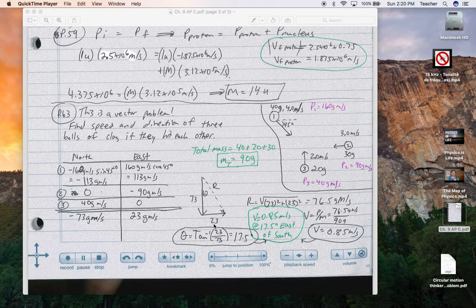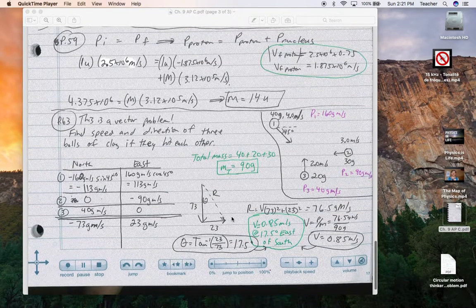Draw the triangle. Get that total net momentum. But then to get the speed, I've got to divide the total net momentum by the total mass, because these three are all sticking together now. So that's changed. It's 90 grams. So I get 0.85 meters per second. And I use inverse tangent of this triangle to get the direction. So it's about 18 degrees east of south.